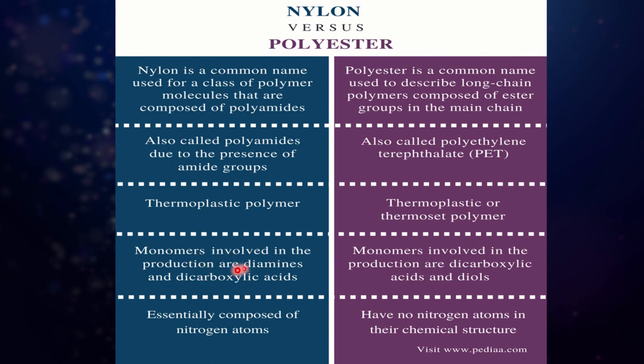Nylon's monomers involve the production of diamines and dicarboxylic acids, whereas polyester is made from dicarboxylic acids and diols. So the only difference between the two is nylon uses amines, polyester uses diols. Nylon is essentially composed of nitrogen atoms, while there are no nitrogen atoms in polyester. So that's sort of the difference between the two.